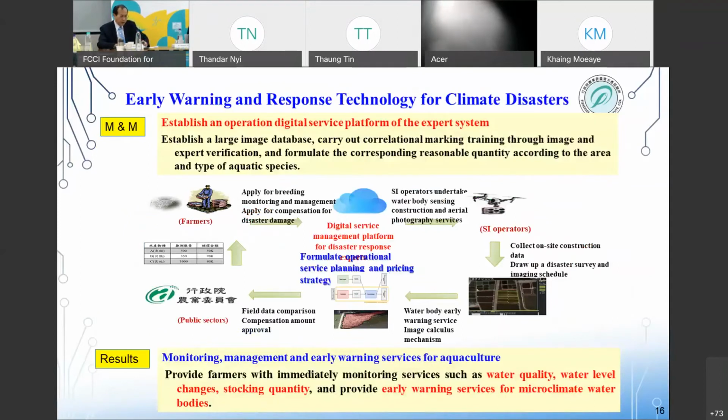Another research I would like to introduce is the early warning and the response technology for climate disasters. In this project, they plan to establish an operational digital service platform of expert system. And the technology can provide monitoring, management, and early warning service for aquaculture, including the water quality, the water level changes, the stocking quantity, and also can provide the microclimate forecasting.